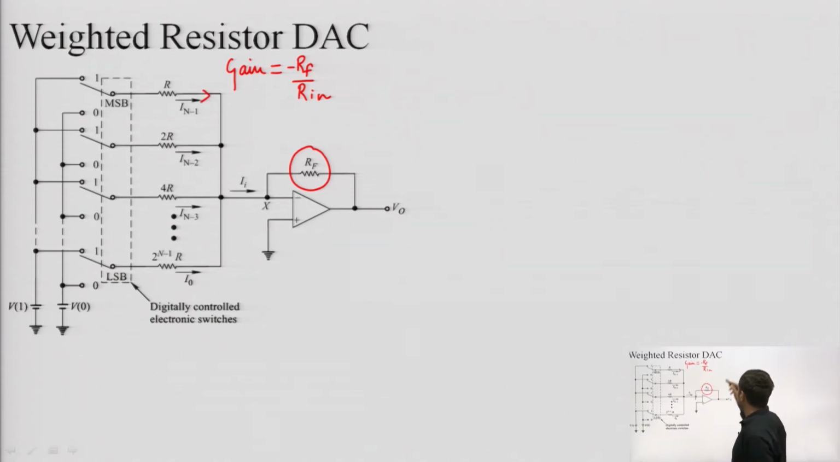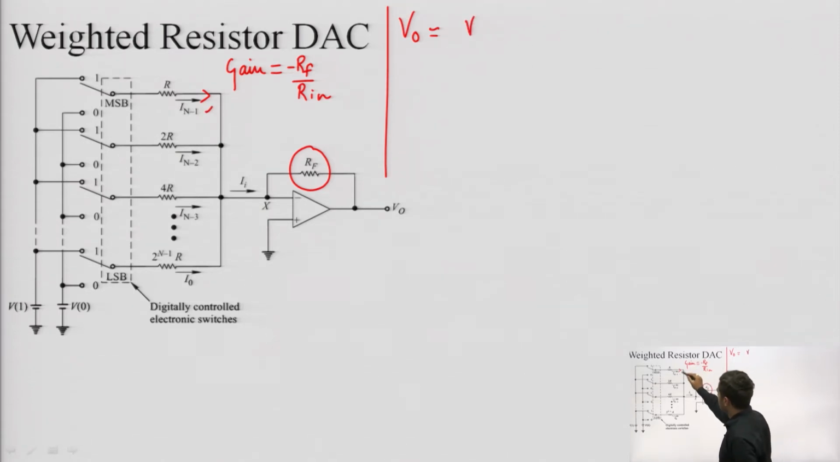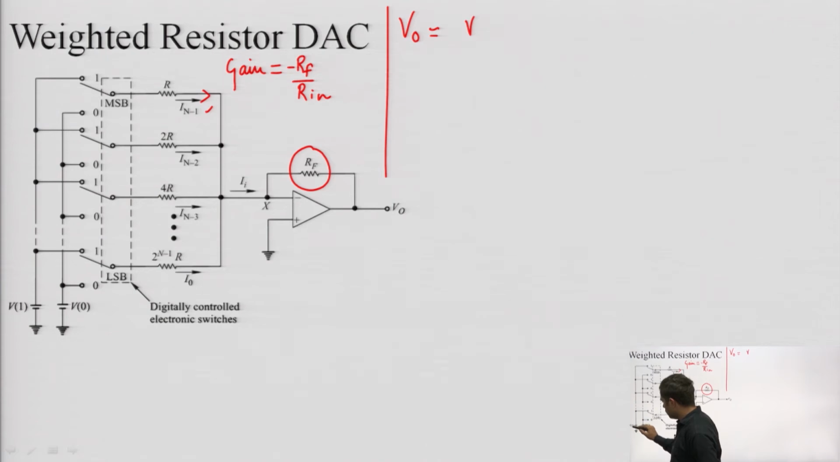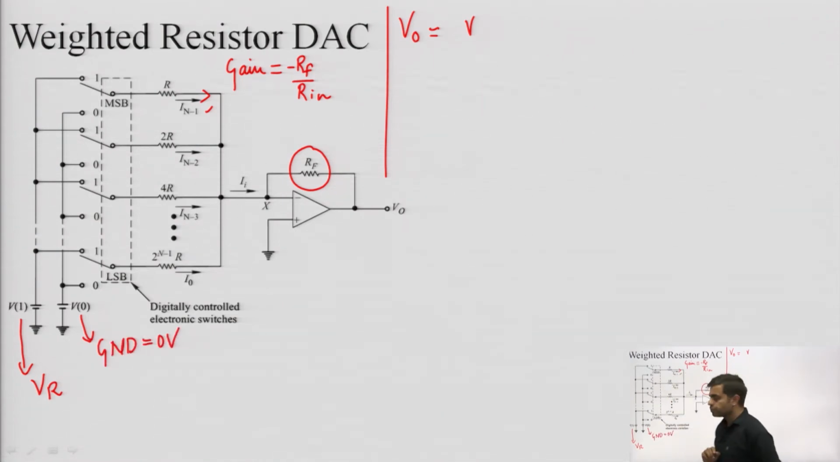If I take this branch, then we can write the expression as V naught, the output, will be equal to, input is V for this branch, this is I n minus 1, that is V n minus 1. Actually for all these bits we can use V1 as VR, the reference voltage, and V naught as ground, or we can say 0 volt.